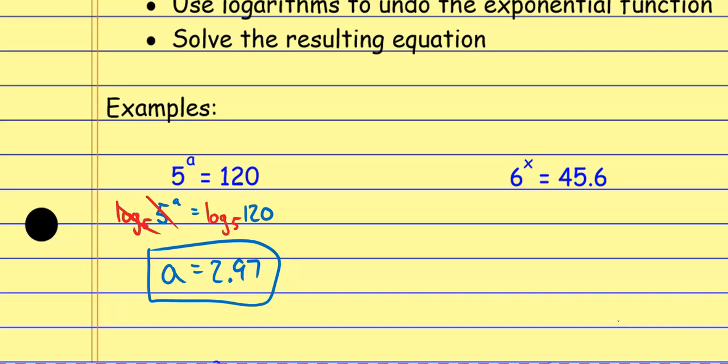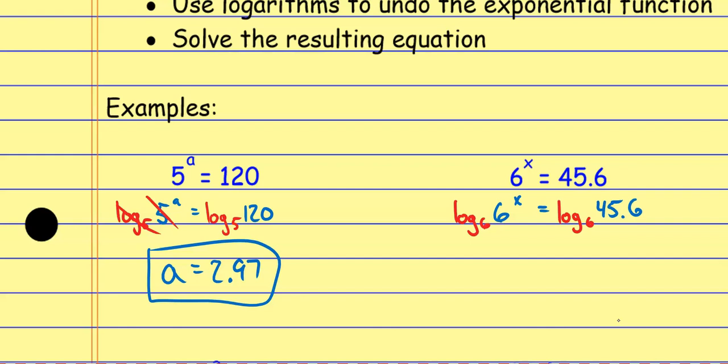If I look at this one, same kind of thing. Once again, I'm going to rewrite it just to give myself a little bit of space. But if I have 6 raised to a power, in order to undo that, I need a logarithm. So 6 raised to the power, the thing that will cancel out an exponential function with a base of 6, is going to be a logarithm with a base of 6. So to undo 6 raised to a power, I'm going to do log base 6. And whatever I do to one side, I have to do to the other side. So log base 6 of each side.